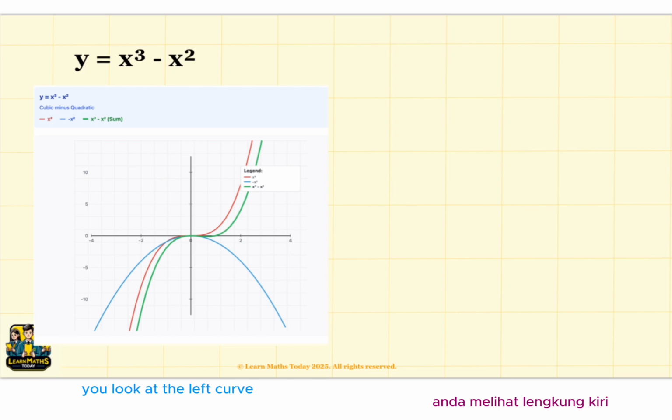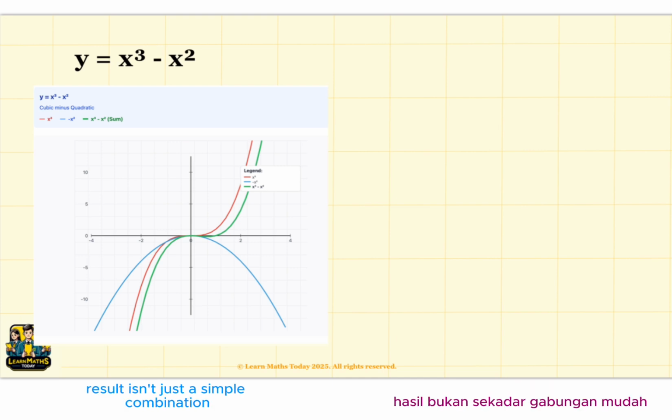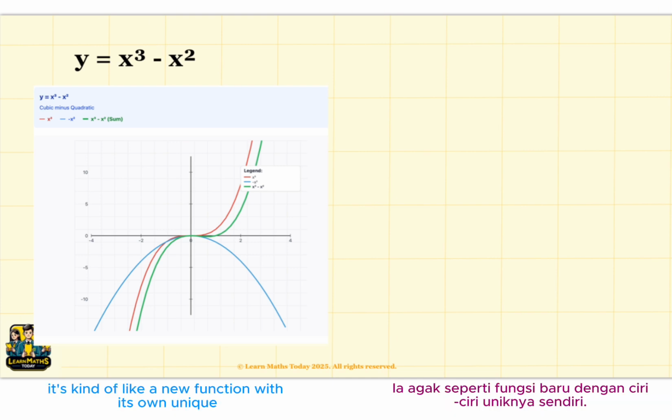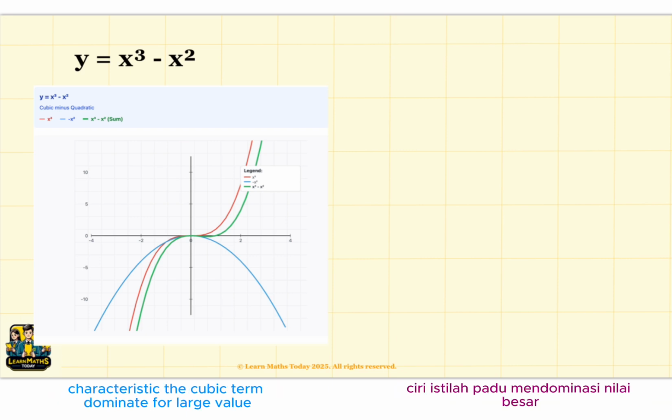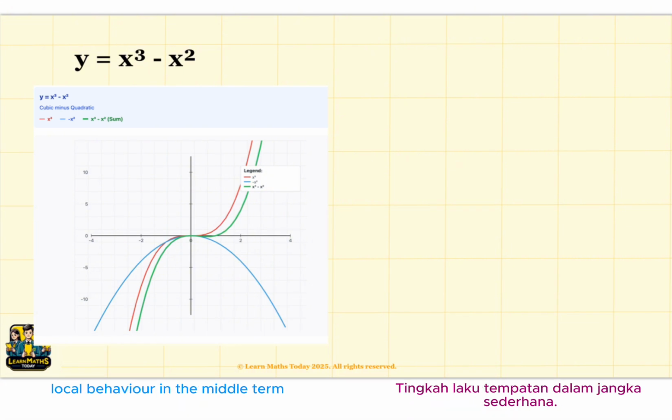Look at the left curve showing x cubed minus x squared. The red curve represents x cubed. The blue curve represents negative x squared, and the green curve shows the final sum. Notice how the final result isn't just a single combination. It's like a new function with its own unique characteristics. The cubic term dominates for large values, but the quadratic term has some interesting local behavior in the middle.